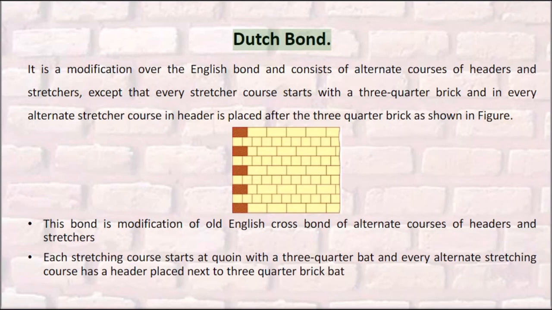Dutch bond. It is a modification over the English bond and consists of alternate courses of headers and stretchers, except that every stretcher course starts with a 3/4 brick and in every alternate stretcher course a header is placed after the 3/4 brick, as shown in figure. This bond is a modification of Old English cross bond of alternate courses of headers and stretchers. Each stretching course starts at quoin with a 3/4 bat and every alternate stretching course has a header placed next to the 3/4 brick bat.